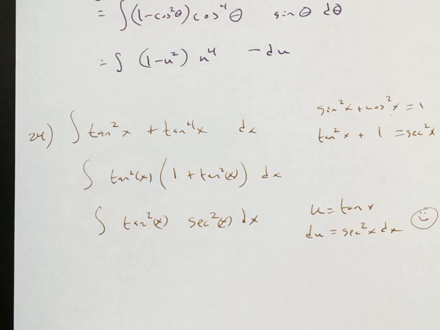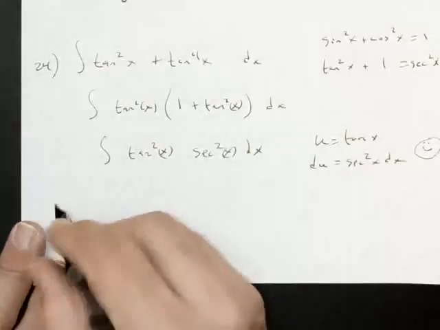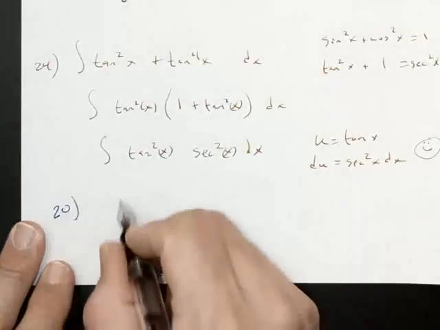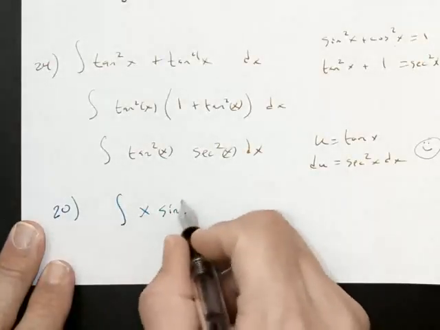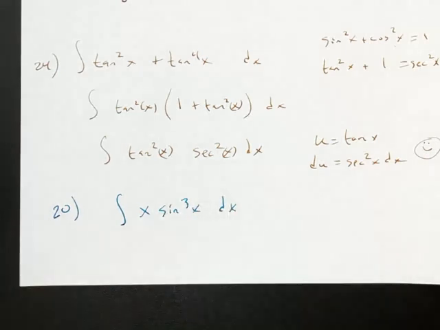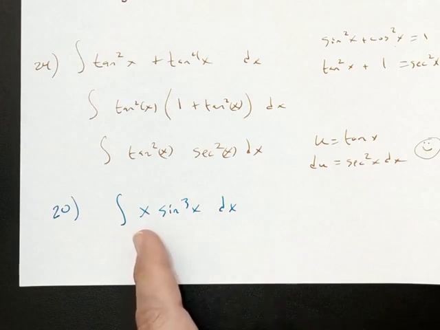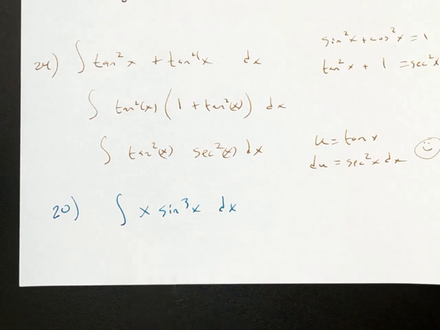X sine cubed x? That looks scary. I promise it's less scary than you think. Because your first reaction is to say there's a sine cubed, I should split one off, right? Do the odd thing. What do I do with that extra x? What this really is as written, this is integration by parts.